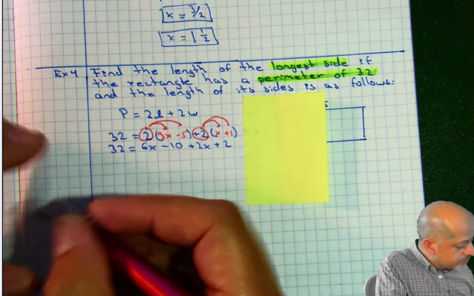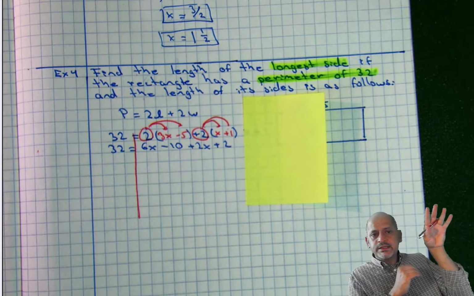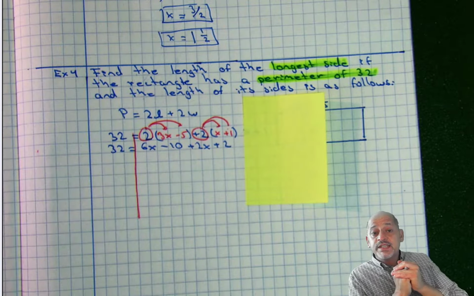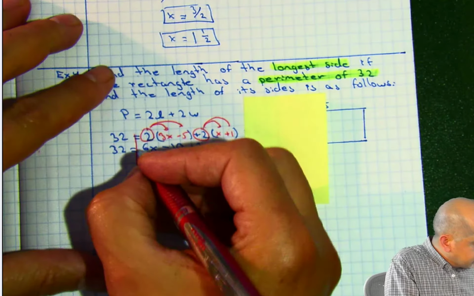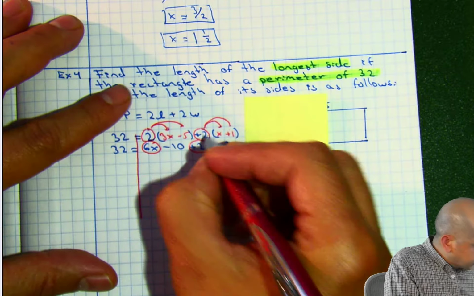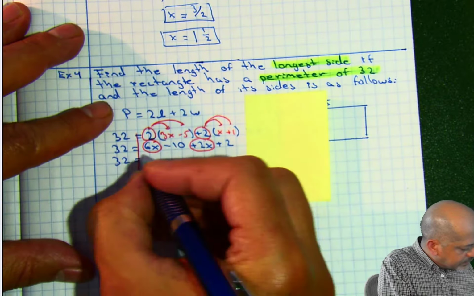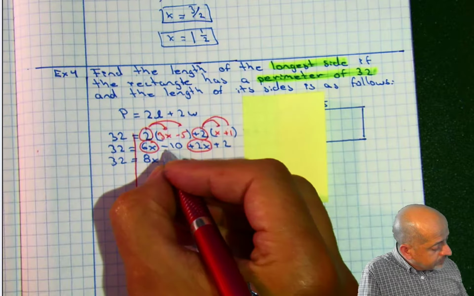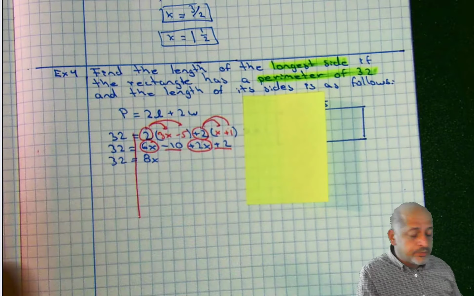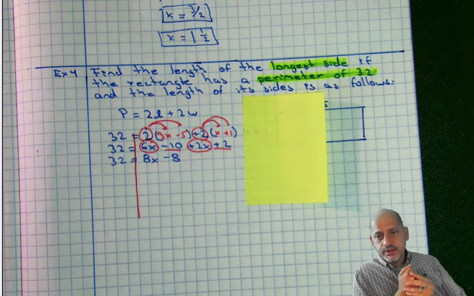Combine like terms. So if I'm trying to solve it, I notice that on the right hand side, there are several things I can combine, right? Which ones can I combine? I can combine the 6x and the positive 2x. So 32 equals 8x. But I also can combine the negative 10 and the positive 2. So it gives me a negative 8. And now I can solve it.